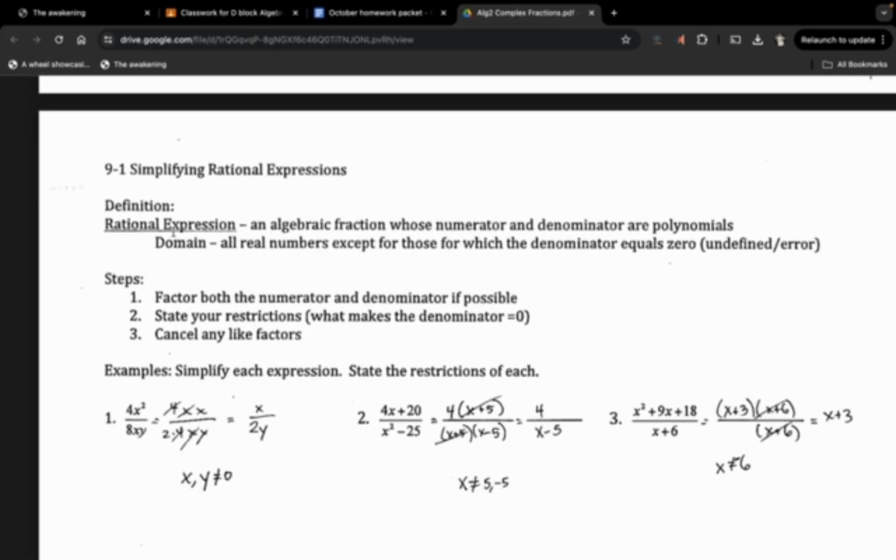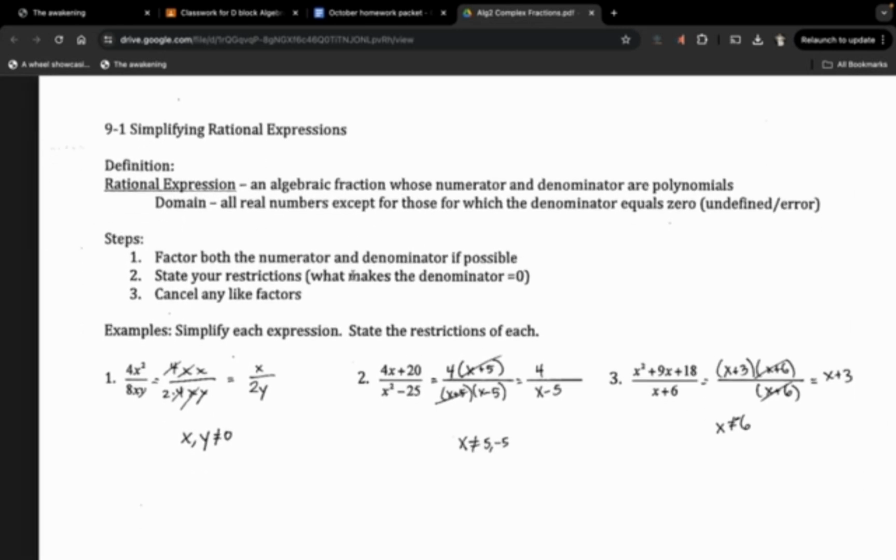So definition, what is a rational expression? A rational expression is an algebraic fraction whose numerator and denominator are polynomials, so they have multiple terms. And so the domain for this, which we will maybe get into later, way later, is all real numbers except for those for which the denominator equals 0, undefined / error.